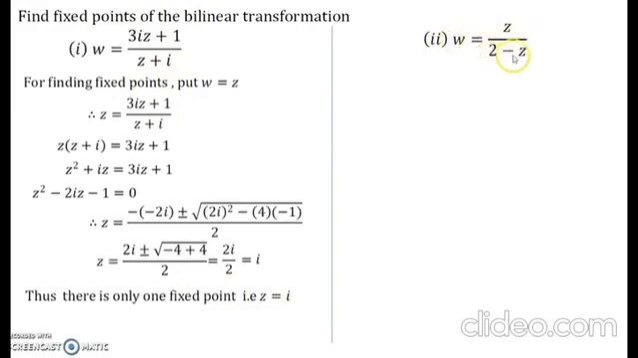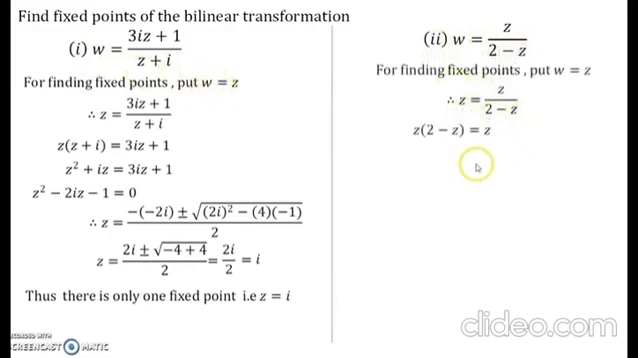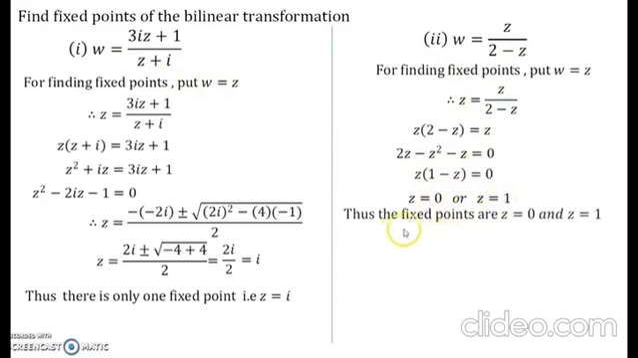Now, for finding the fixed point, we need to replace W with Z in the given transformation. After replacing it, I will get Z equal to Z by 2 minus Z. Next, on simplifying the quadratic equation, we will get the roots Z equal to 0 and Z equal to 1. We are getting more than one fixed point, Z equal to 0 and Z equal to 1. This is not parabolic type. So the given transformation's fixed points are Z equal to 0 and Z equal to 1.